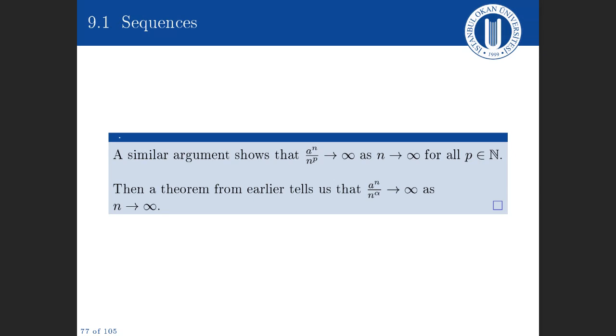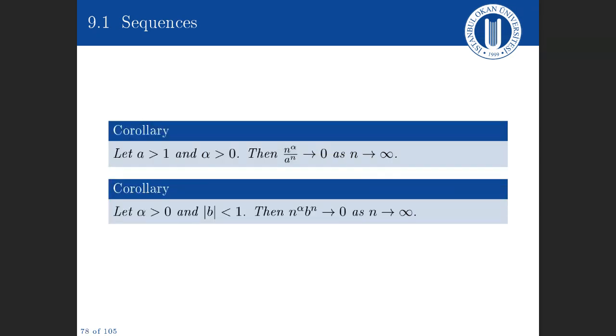So, as I just said, a similar argument shows that a^n over n^p tends to infinity as n tends to infinity for all natural numbers p. And then a theorem from earlier today proves that a^n over n^alpha also tends to infinity as n tends to infinity. A corollary. Now, we were talking about a^n divided by n to the power alpha, and we said that tends to infinity. Turn the fraction upside down, and we get something which converges to 0.